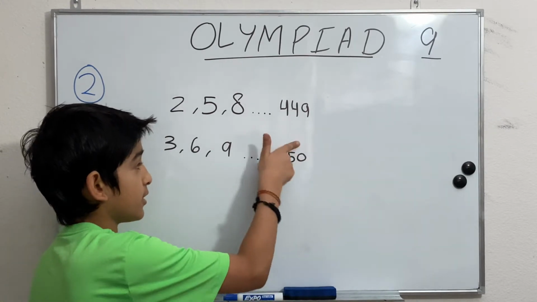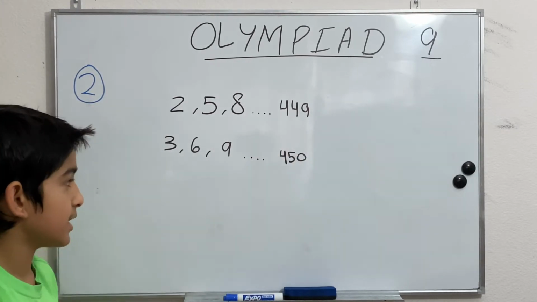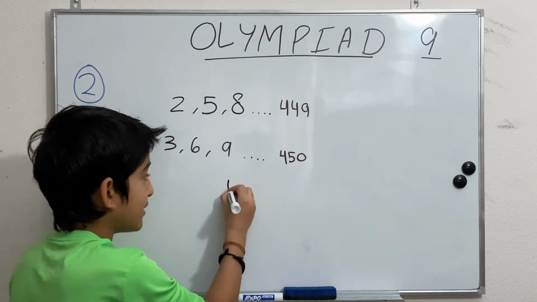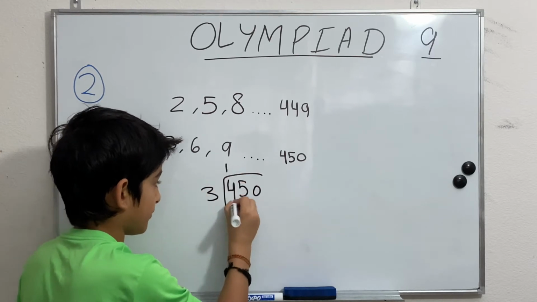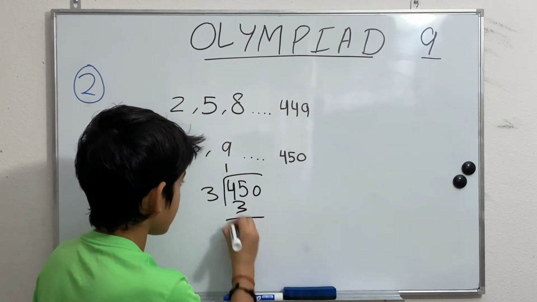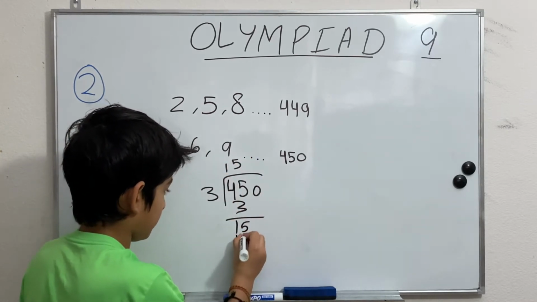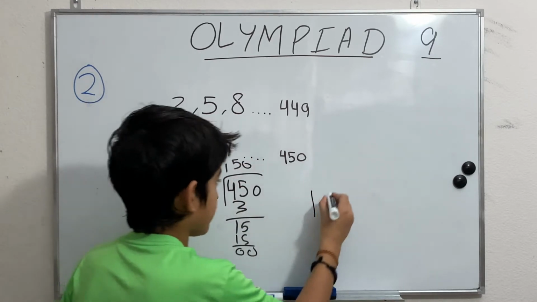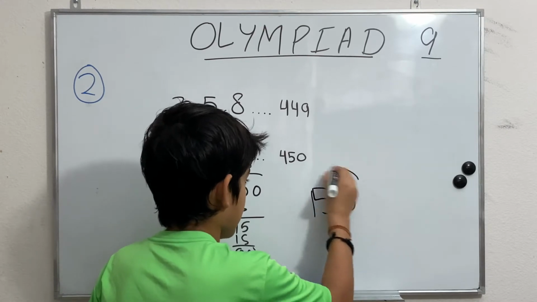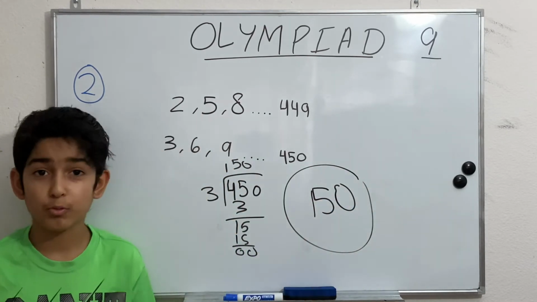So what we can do here, since we're adding 3, and we know this is a multiple of 3, we can divide 450 by 3. And we get our answer as n. N is equal to 150.